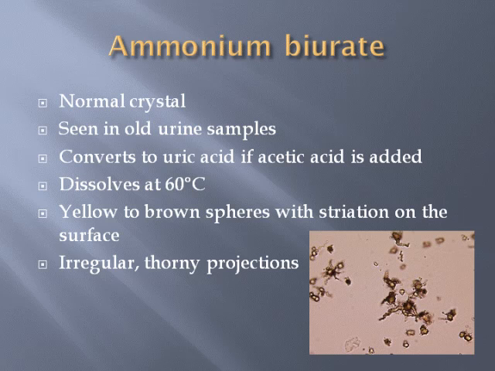Ammonium biurate are funny looking crystals. They are normal. You don't see them unless you have a very old urine sample. If acetic acid is added, these will convert to uric acid crystals. They will dissolve at 60 degrees Celsius. They're yellow to brown spheres with striations on the surface. They're irregular looking with thorny projections. I think they look kind of angry. They just look like some sort of alien in urine. They don't have any clinical significance, and usually you don't see them unless the sample is old.